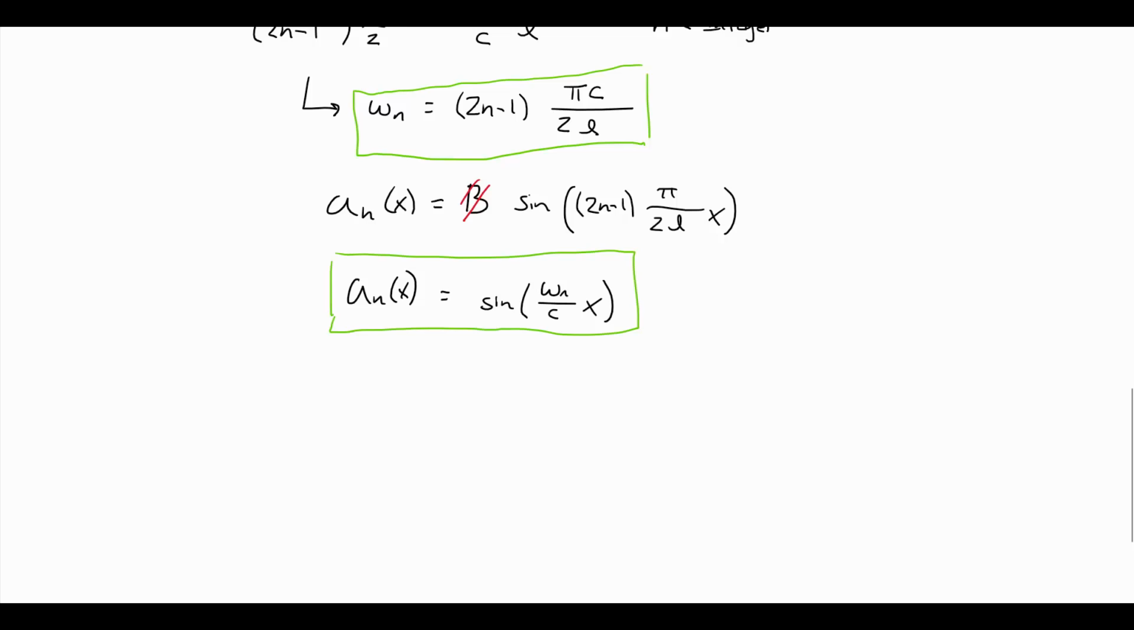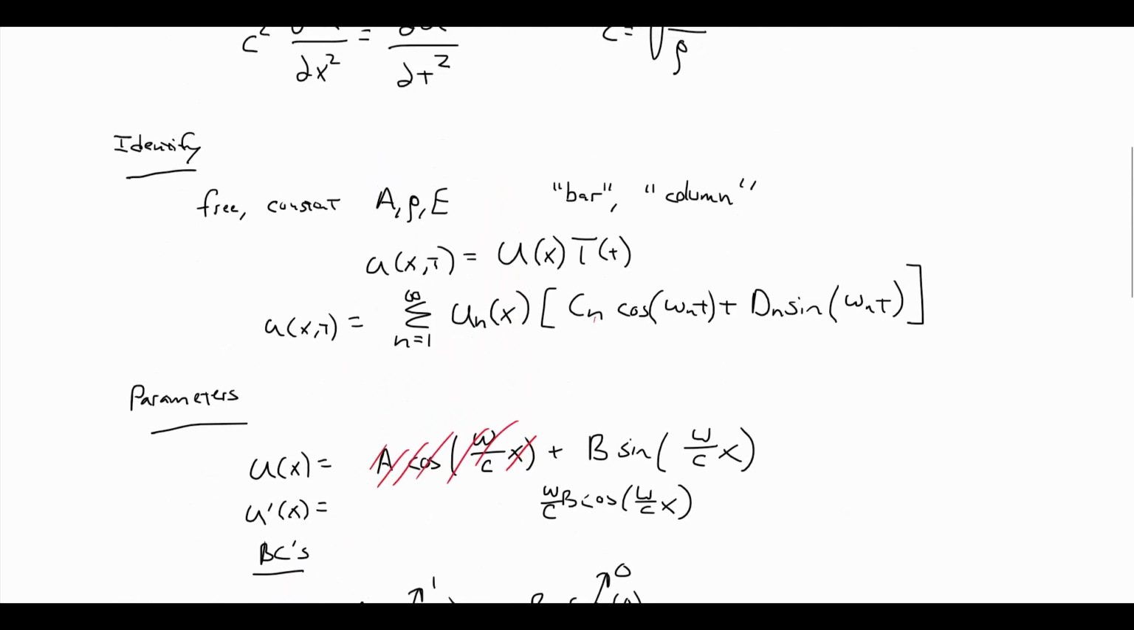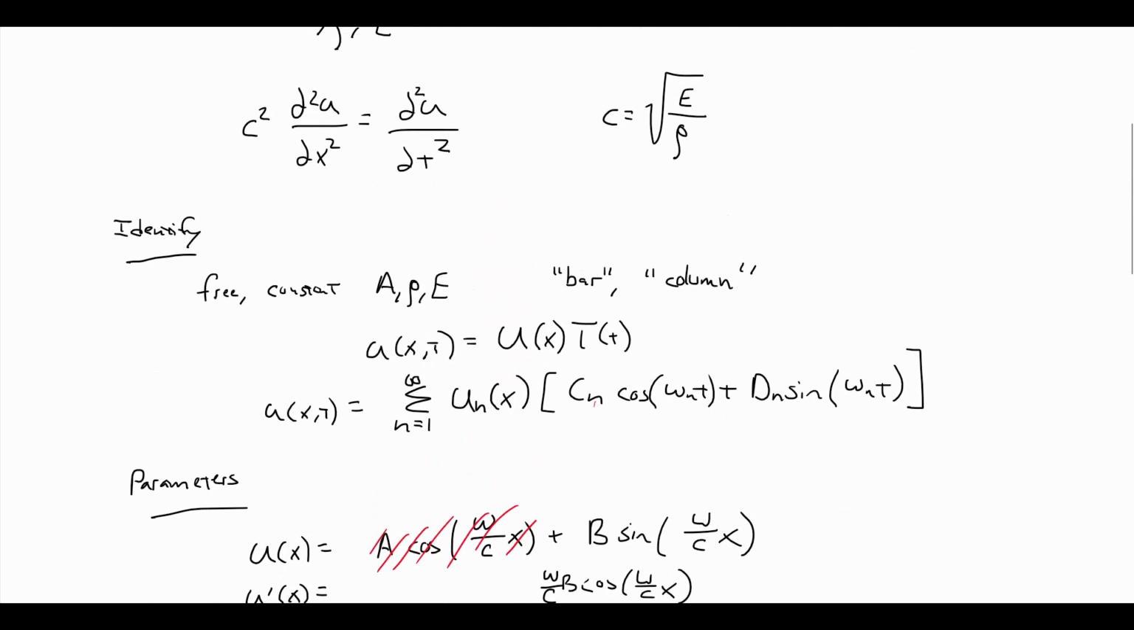Now we can move on and start looking at the solution for the time pieces, the initial conditions. So again, what we're looking at here, now that we have our eigenfunction, let's scroll back up to where we're looking at in this identify step. We have our u_n of x, we have our omega n. Now we're interested in the c_n and the d_n values for this, which are going to take into account our initial conditions.